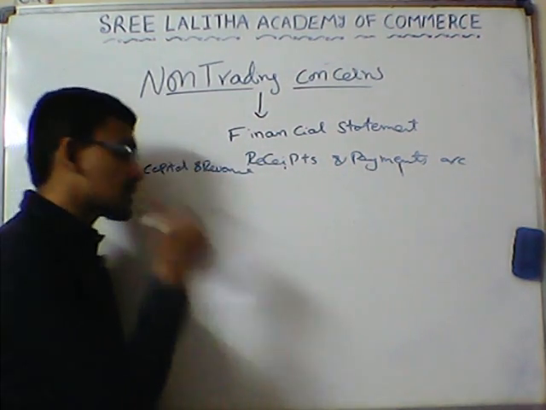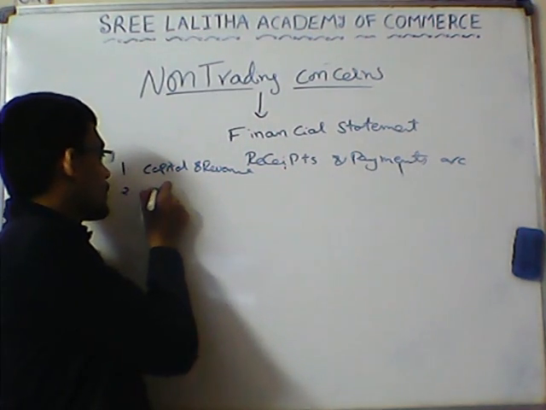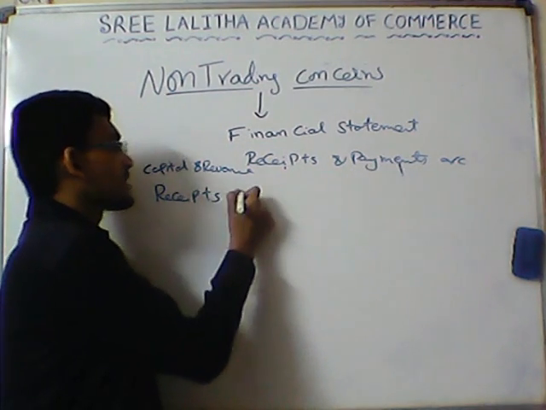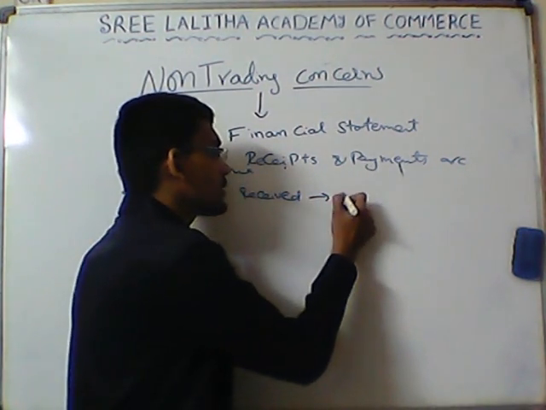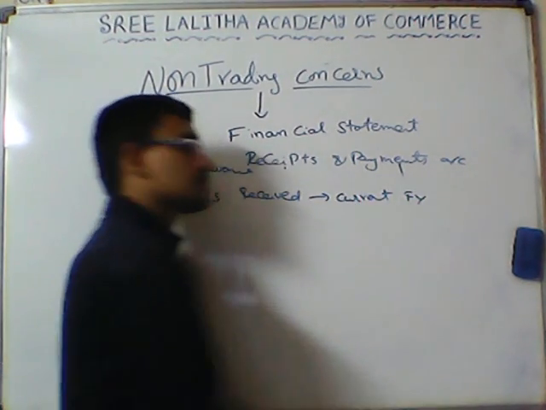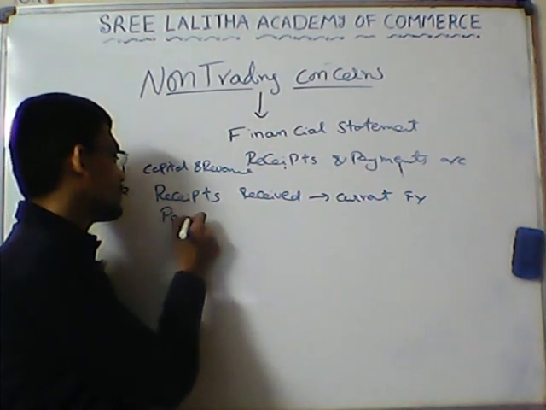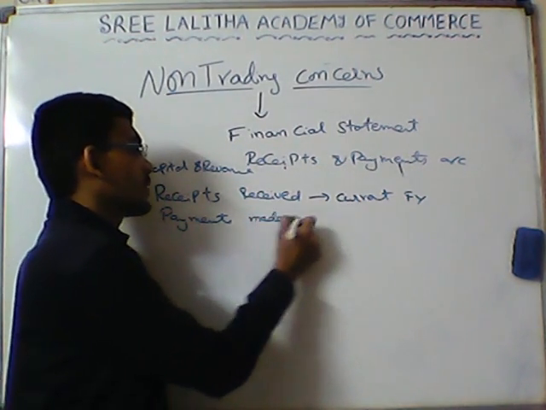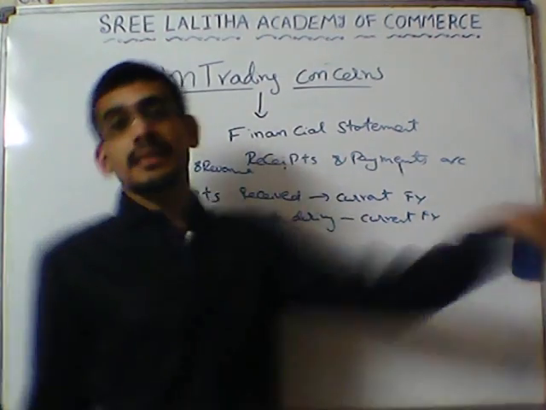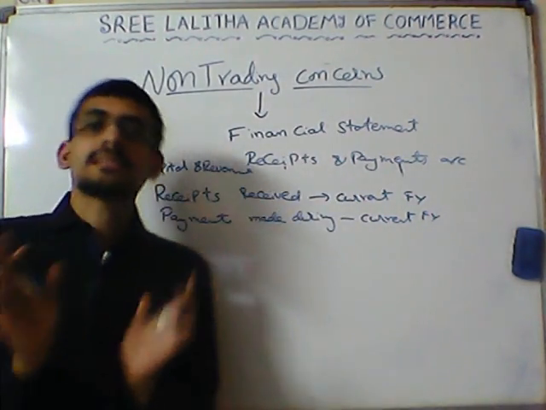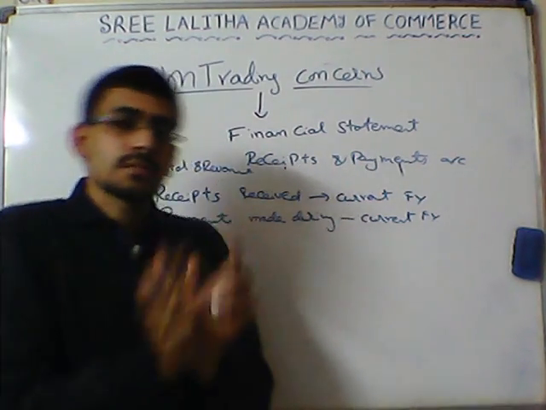The next thumb rule, or next key takeaway, for preparing receipts and payments account is this: whatever the receipt you are receiving during the current financial year must be debited to the receipts and payments account. Similarly, payments made during the current financial year must be credited to the receipts and payments account. See what you are doing here: receipts received during the current financial year and payments made during the current financial year must be debited or credited to the receipts and payments account respectively.